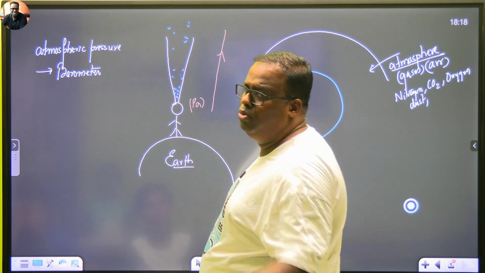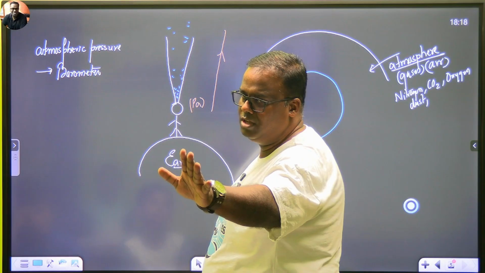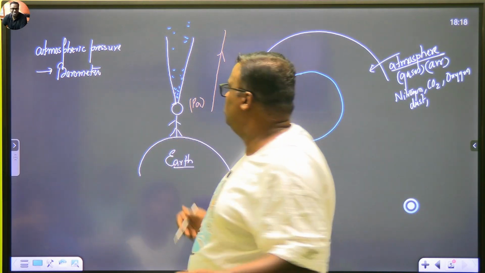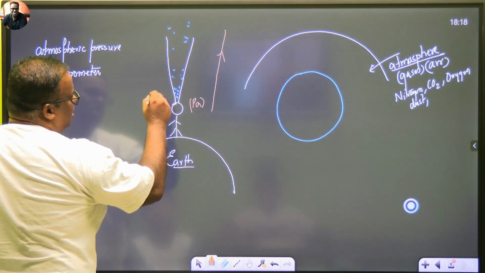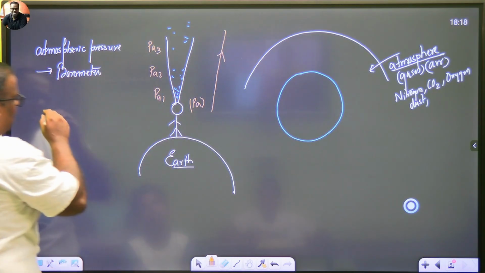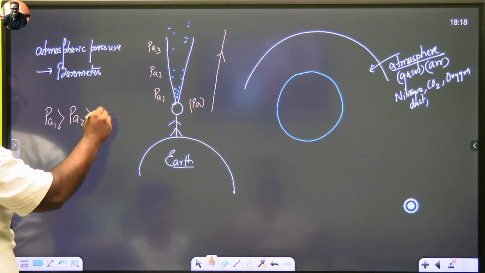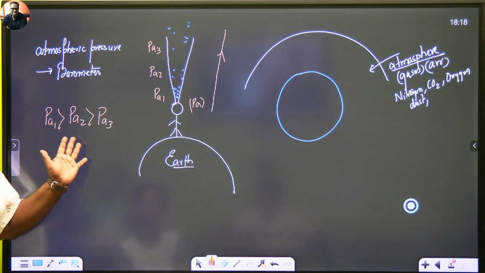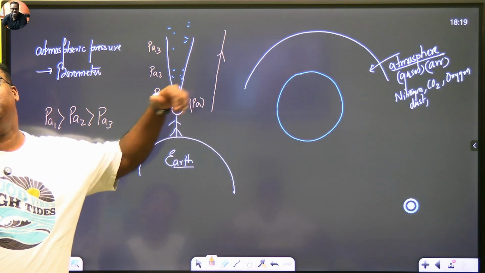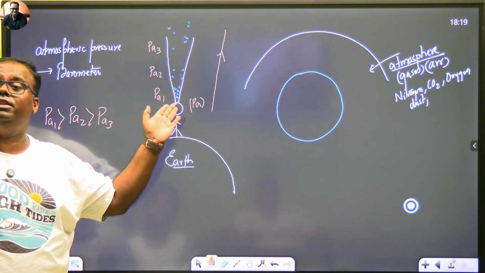Do you agree? Who is causing the air pressure? The particles are causing the air pressure. One minute. The particles are causing the air pressure. If the particles itself are reducing, do you expect pressure to arise? No. So we will find, let's say we create 3 levels, say PA1, PA2 and PA3. We will find that the pressure PA1 is much more than the pressure PA2, than the pressure PA3. Have you understood this logic? As height increases, atmospheric pressure reduces. Why? Atmospheric pressure is caused by the atmosphere.